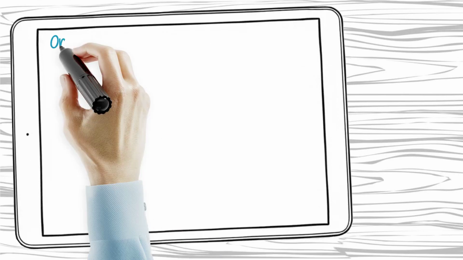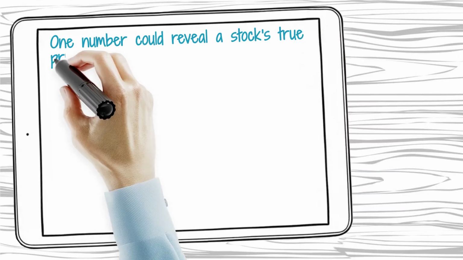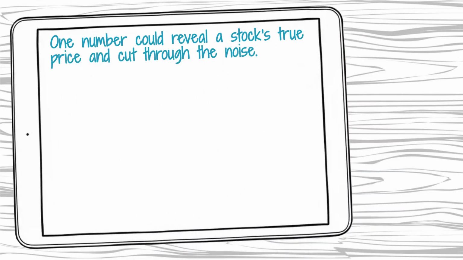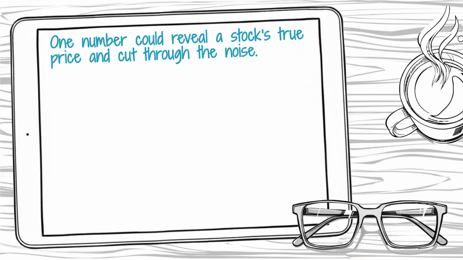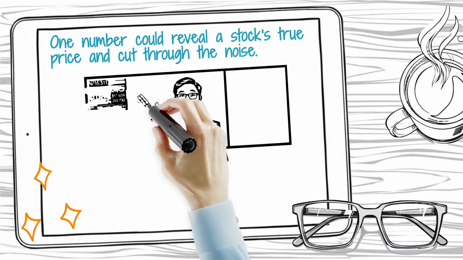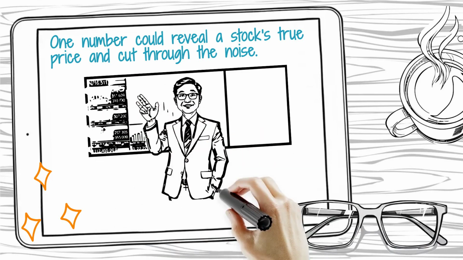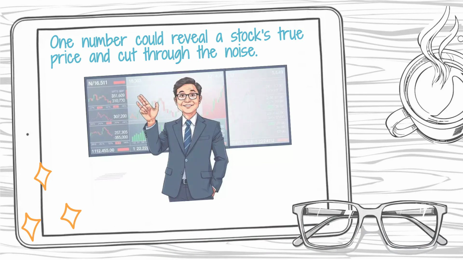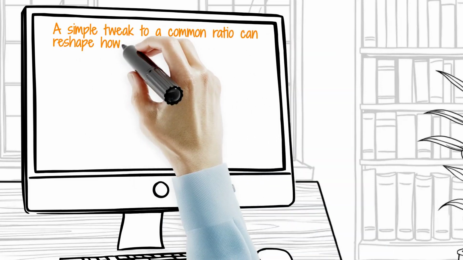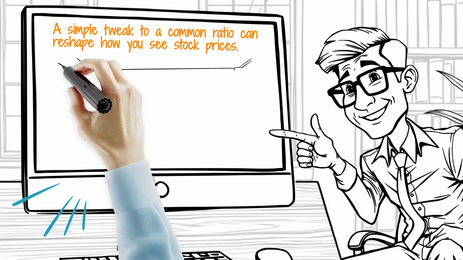What if one number could cut through the noise and reveal a stock's true price? The pros use this for a quick gut check before they even think about buying. It isn't a secret formula, but a simple tweak to a ratio you probably already know, a tweak that changes everything. Stick around, because this could reshape how you see stock prices forever.